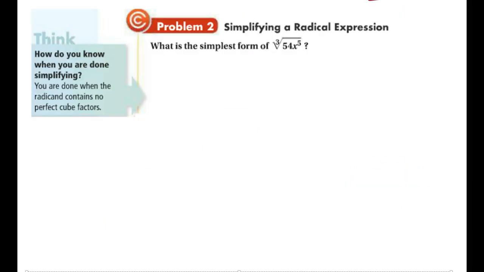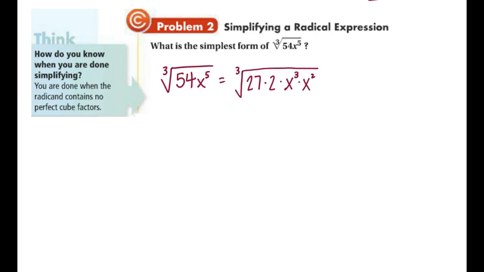In example 2, we need to simplify the radical expression, the cube root of 54 times x to the 5th. So what we want to do is write down all perfect cube factors, find those, and then group them together. I know that 27 is a perfect cube, and x to the 3rd, or x cubed, is a perfect cube. So I'm going to rewrite this as 27 times 2, that gives me 54, and x to the 3rd times x to the 2nd. From there, I'm going to rewrite 27 as 3 cubed, and then bring everything else down.